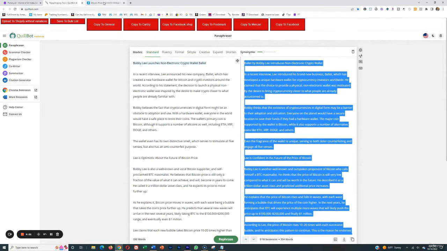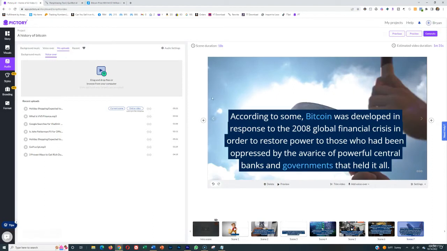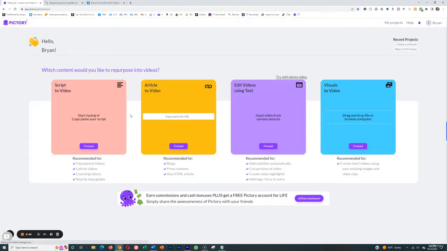Now you could just download Creative Commons pictures and have a fast moving slideshow. There's a number of ways that you can do it. I'm going to use Pictory here because it's a game changer of a software. So I'll run you through an example of how this is going to create a video for us.